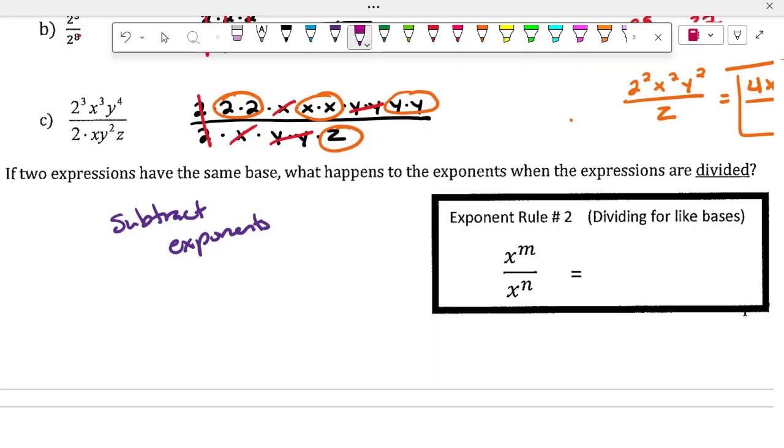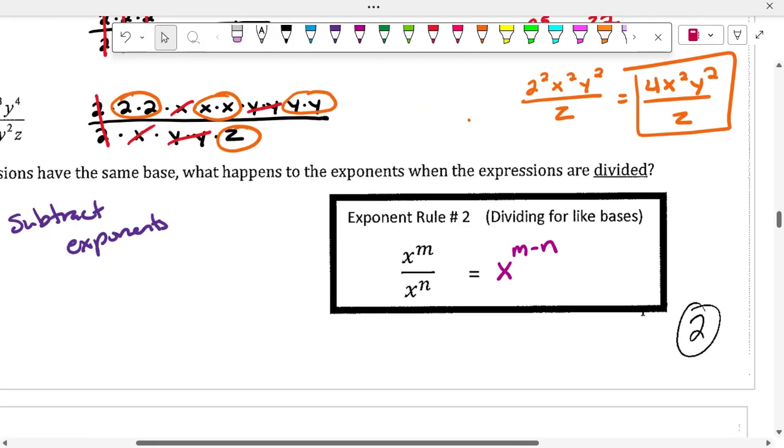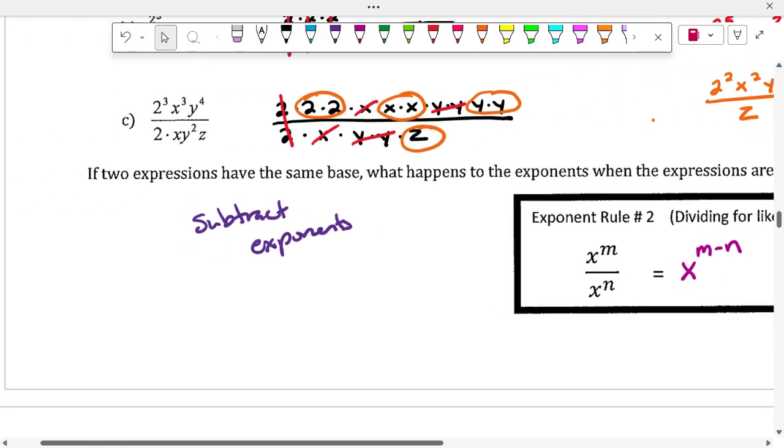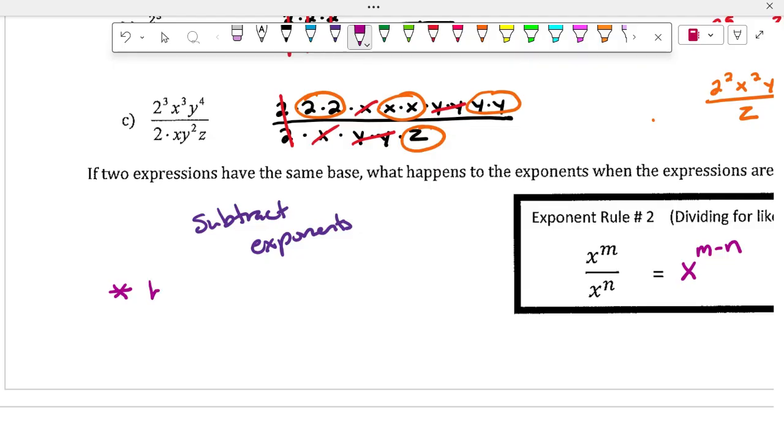Now, that means if you have x to the m over x to the n, it's x to the m minus n. Here's what I usually tell my students, because sometimes you'll run into negative exponents, which we're not quite there yet. But honestly, this method's a little bit easier when you're trying to figure out where to put it back. I always subtract big minus small. So the bigger exponent minus the smaller exponent for the like base.